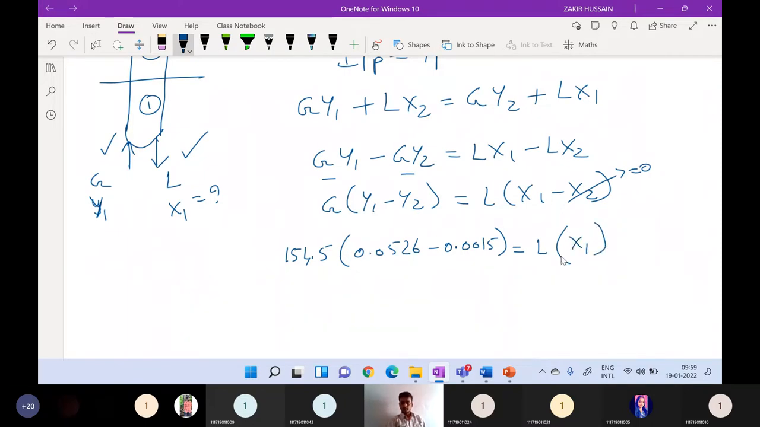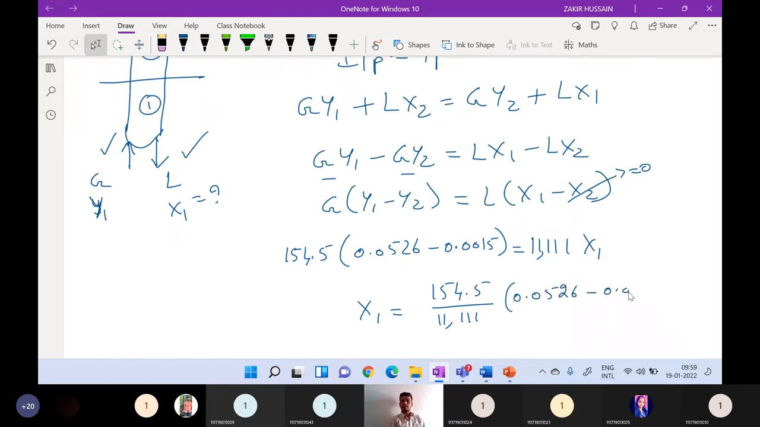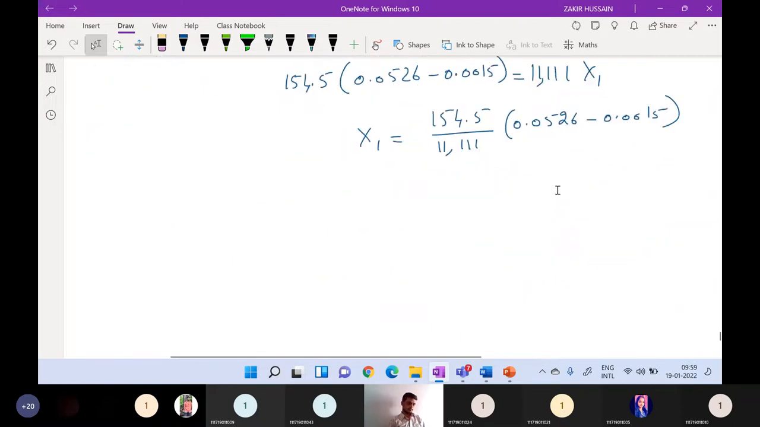Here L is also there. L value also we have. So L into X1. Therefore, X1 is equal to 154.5 divided by 11111 into 0.0526 minus 0.0015. X1 is equal to something you get. It is 0.0007.